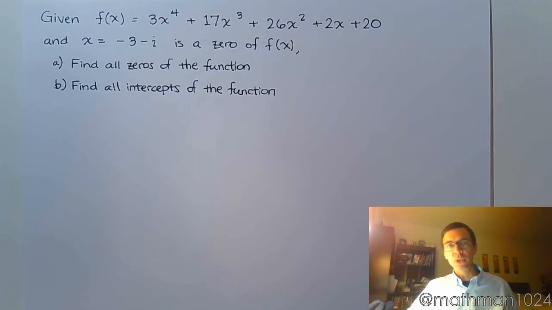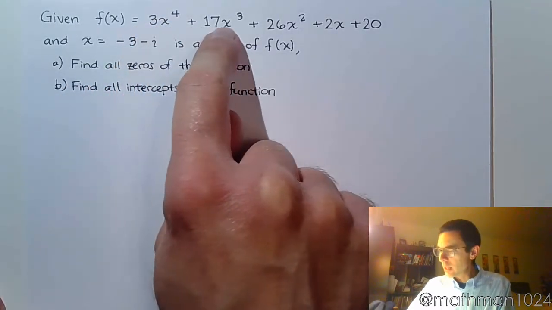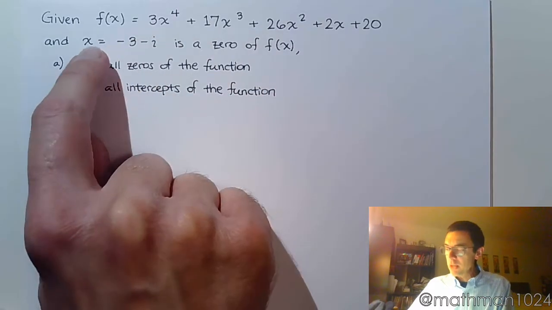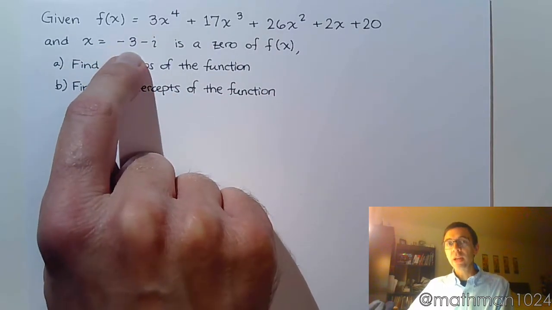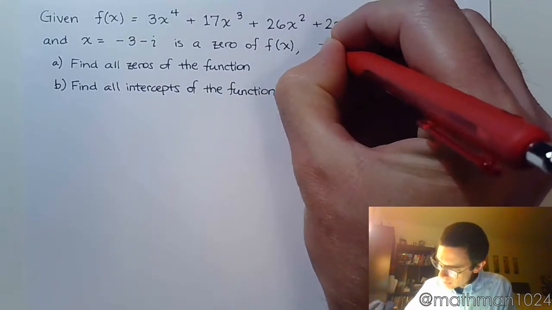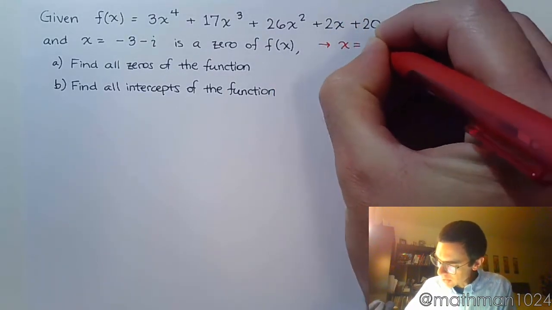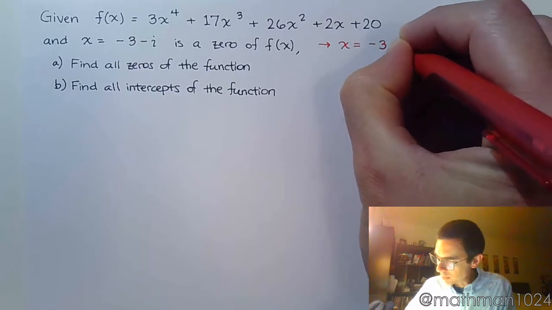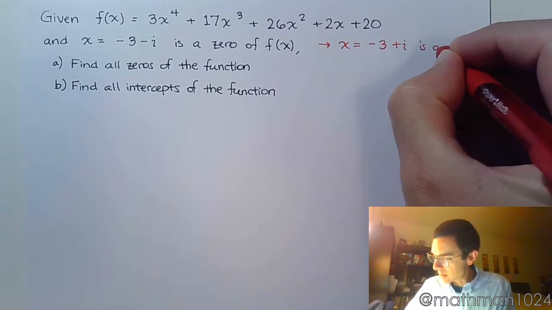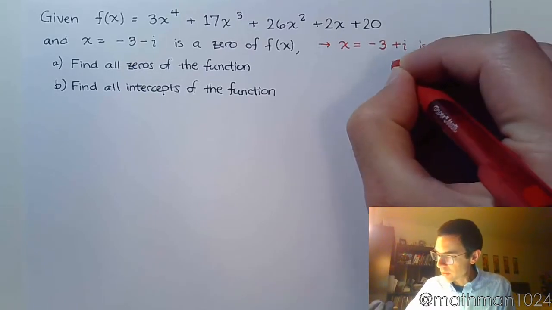Now, one of the things we need to remember is that when you have a polynomial function with all real coefficients and a constant that's real like this, if you have a zero that's complex, then we automatically know that its complex conjugate, in this case negative 3 plus i, is also a zero.